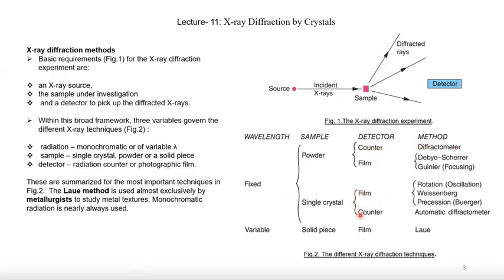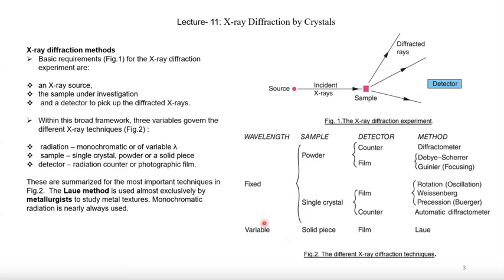For single crystal, similarly, we can use the film technique or counter. For the film technique, what are the methods we have? Rotation, oscillation, Weissenberg, precession. These photographs we take by film technique. And then the counter is the automatic diffractometer.